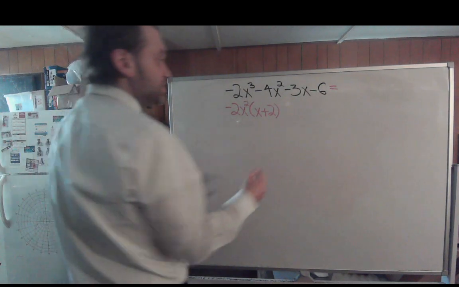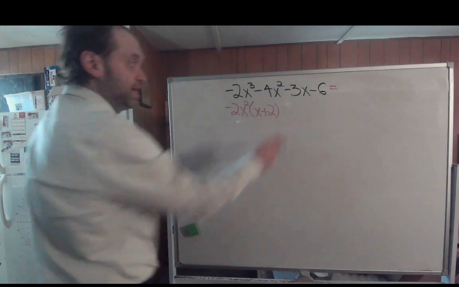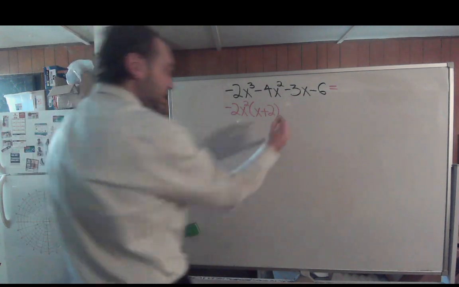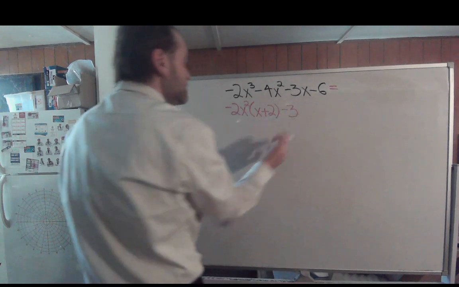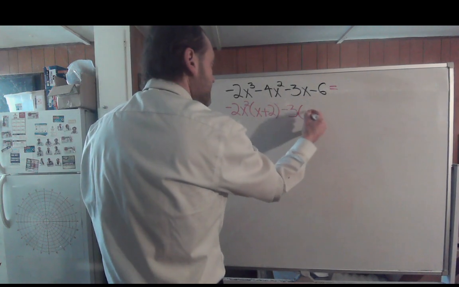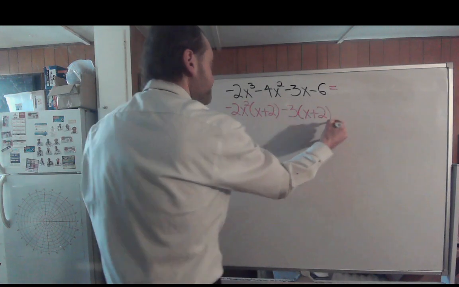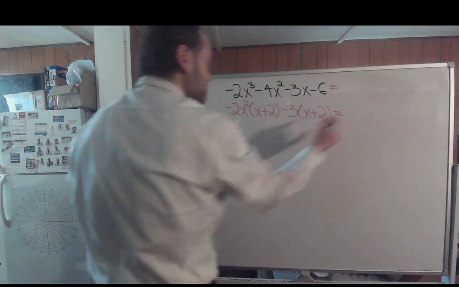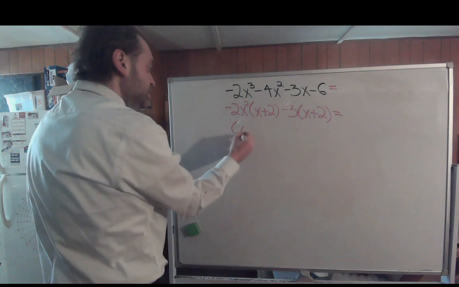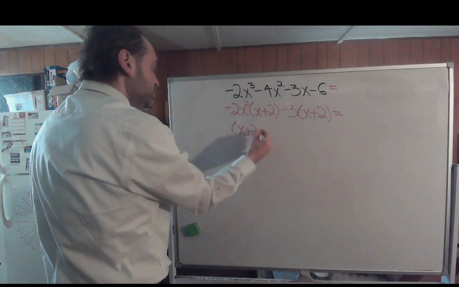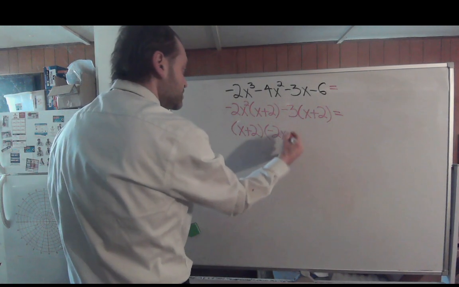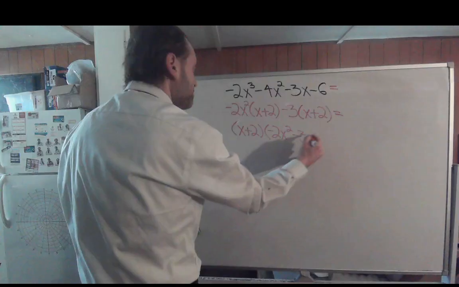And then for your second, between the negative 3x and minus 6, what do those have in common? They have a negative 3 in common. So you'd have negative 3 times x plus 2. Now what do both of those terms have in common? They both have an x plus 2 in common, do they not? So this would turn into x plus 2 times the quantity of negative 2x squared minus 3.